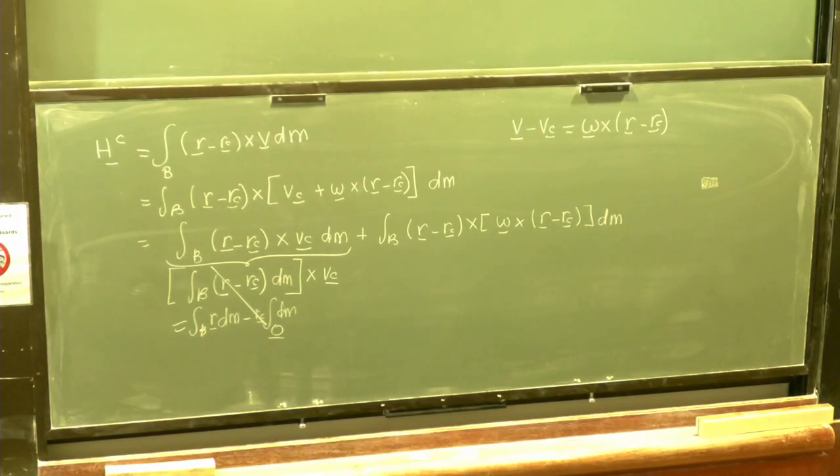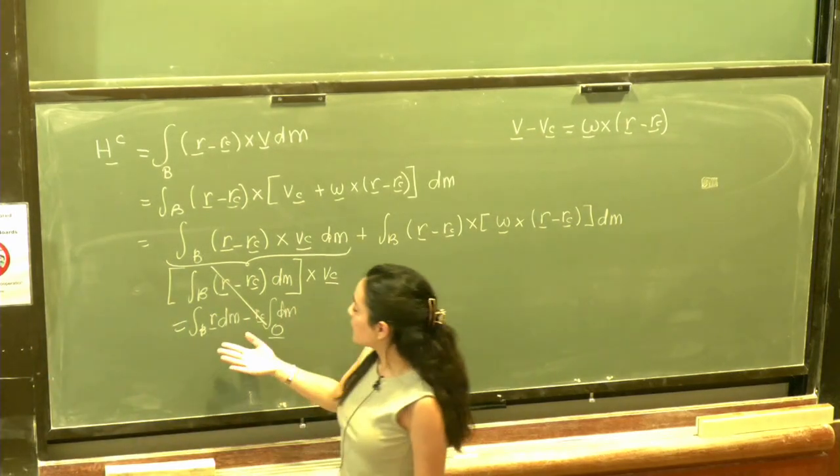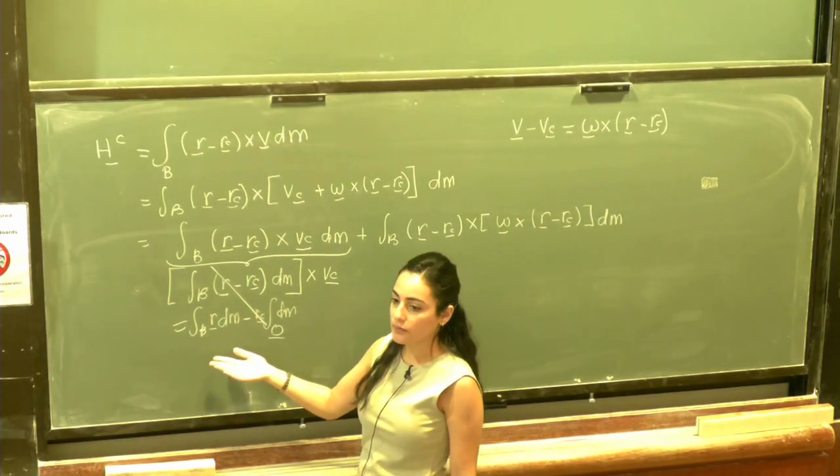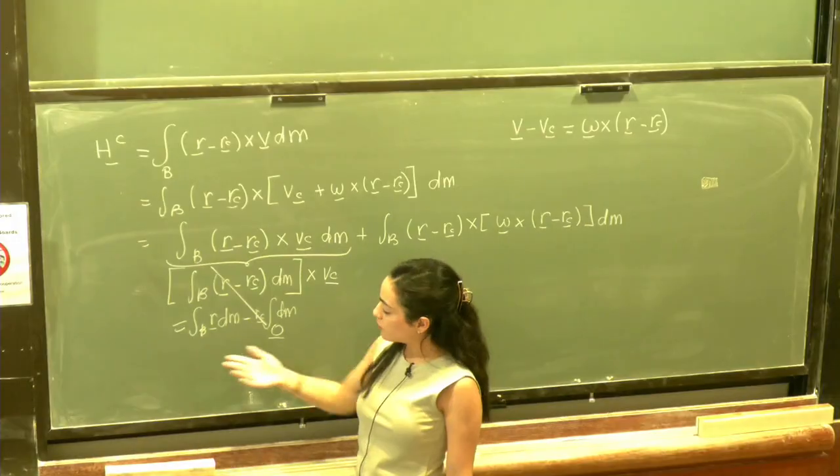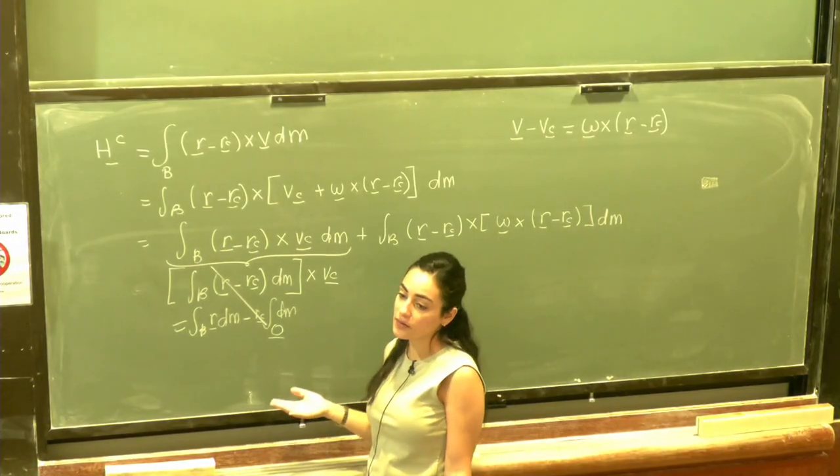rc is equal to the integral of r dm over the integral of dm, right? So the integral of r dm is rc times the integral of dm, or rc times the total mass. So these two terms are equal, so they sum to 0.